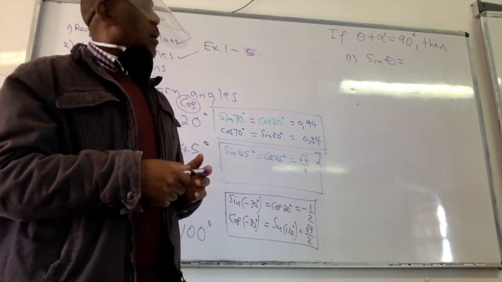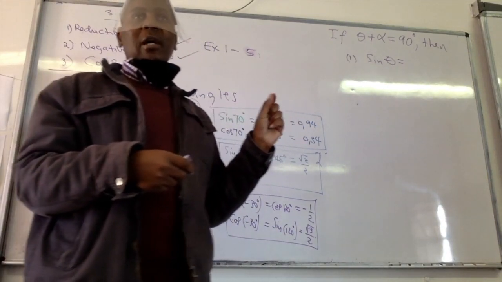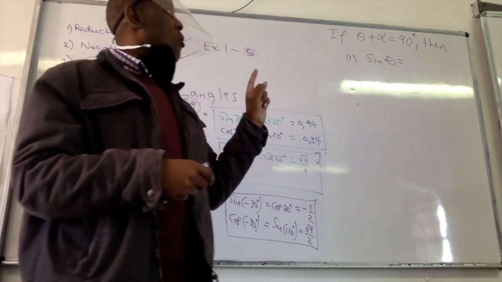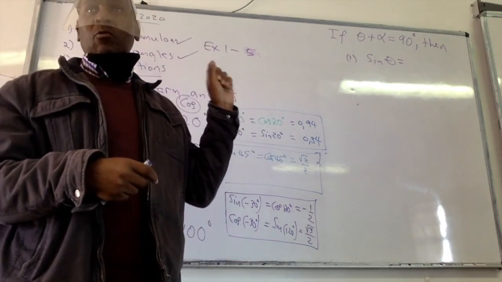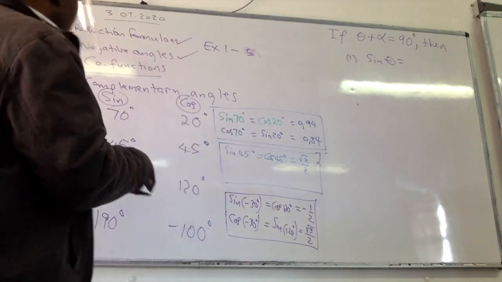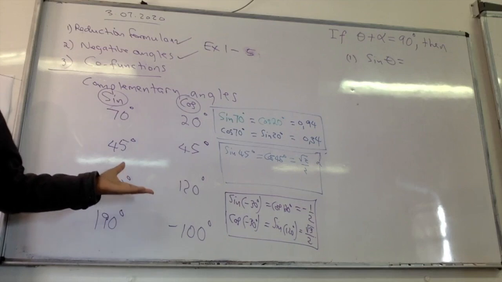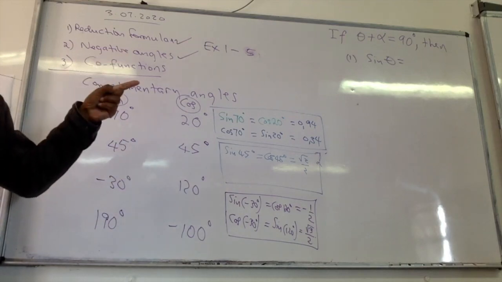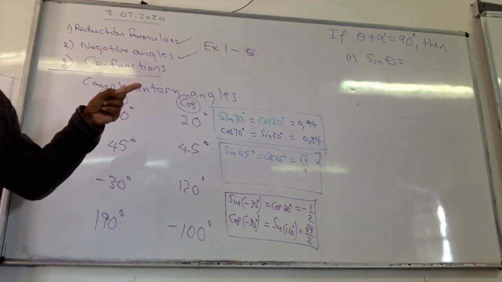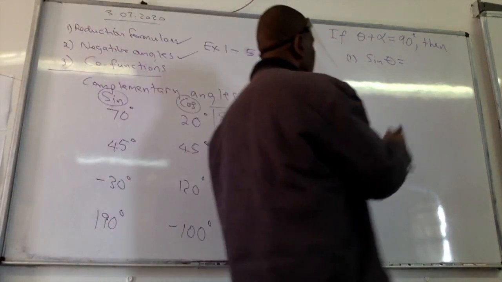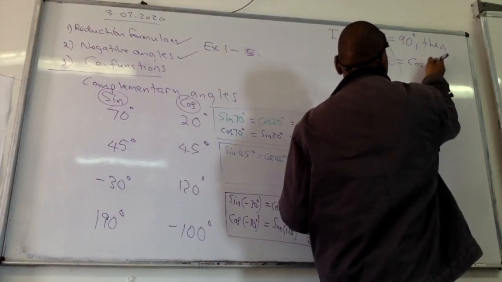So I'm thinking of two angles here, theta and alpha, which are complementary. They add up to 90. So if theta plus alpha is equal to 90, then what did we learn from this? What is sine theta going to be equal to? Cosine alpha. So sine theta will be equal to cosine of alpha, right?